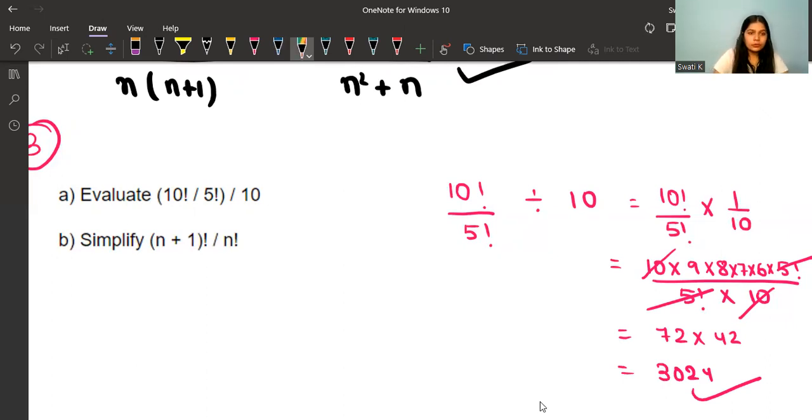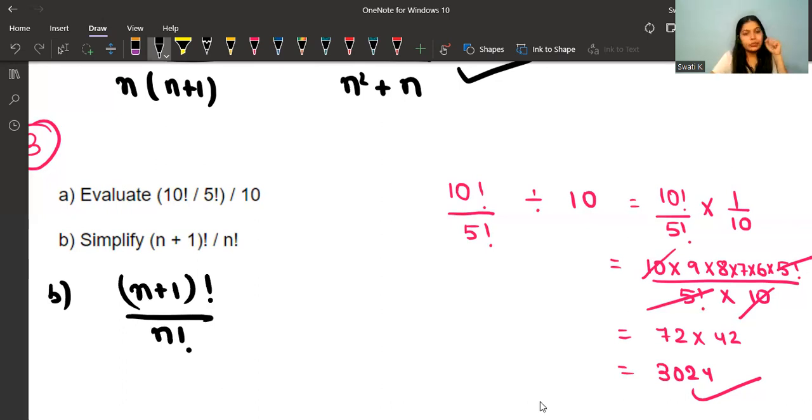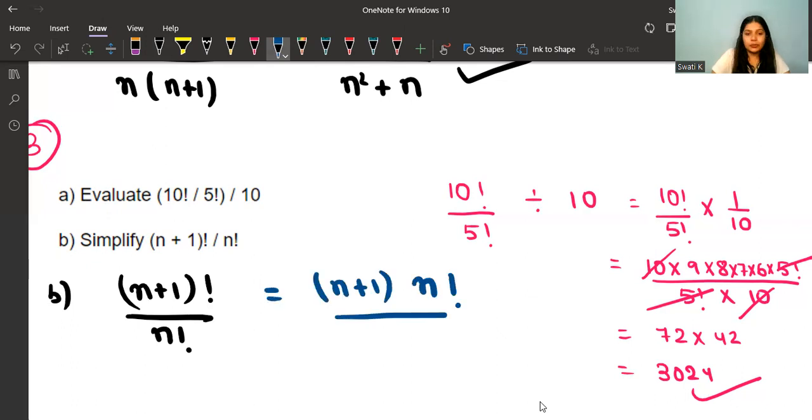Now let's go to the second question, and that is simplify n plus 1 factorial upon n factorial. Here, imagine you are simplifying n factorial, that is in the denominator. What will you get? n into n minus 1 into n minus 2 into n minus 3. You will never get n plus 1 factorial, right? But if you simplify n plus 1 factorial, it will become n plus 1 into n plus 1 minus 1, that is n only. And I'll stop here because I can see n factorial is in the denominator. This one got cancelled and it is n plus 1. That's the answer.